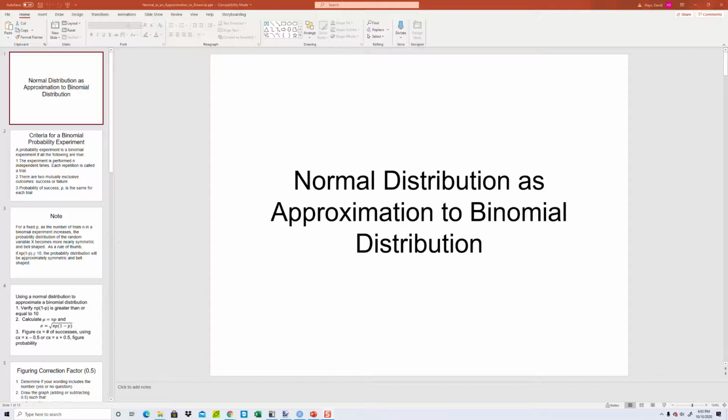Let's take a look at the normal distribution as an approximation of the binomial distribution. I'll go over some information here, but mainly I'm trying to show you how to use the R programming language to calculate these.